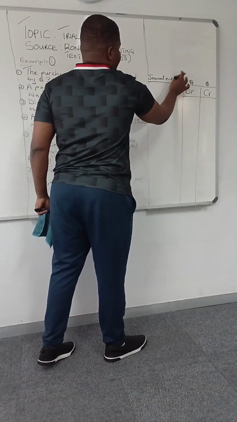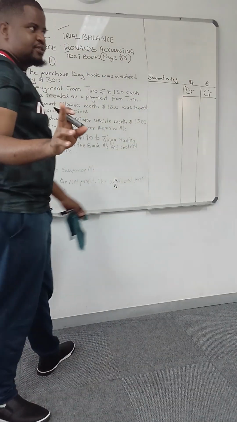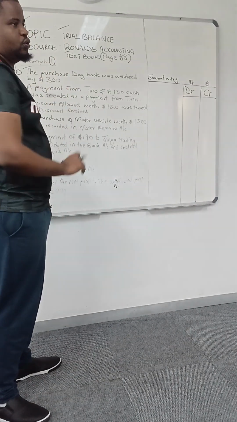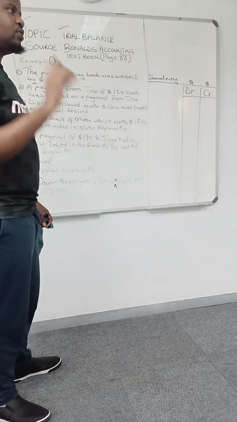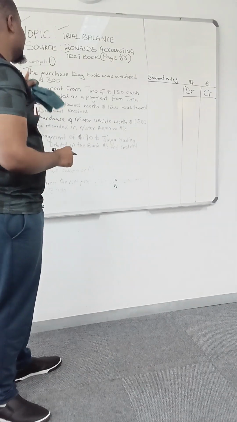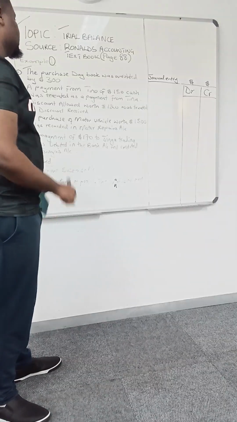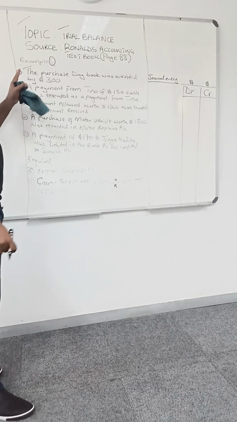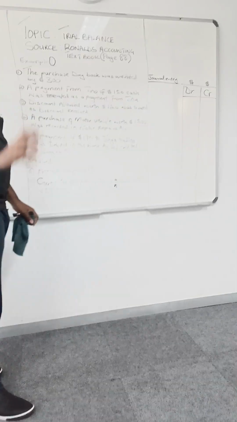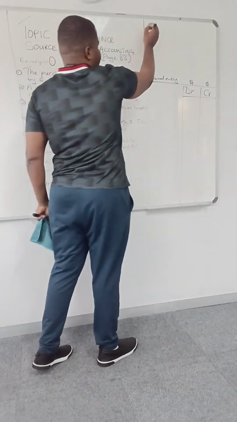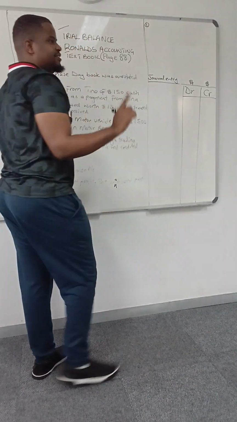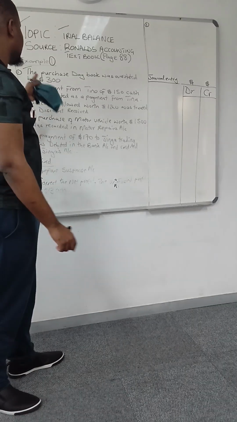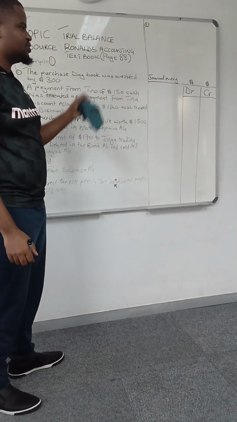For us to do the journal entry, we need to follow what? We need to follow steps. I already shared with you the steps that you need to do when you do the journal entry. You follow these steps for each and every transaction, right? So the first transaction says the purchase day book was overstated by 300. Let's now follow the steps. Step number one, let's identify the two accounts involved from the transaction.